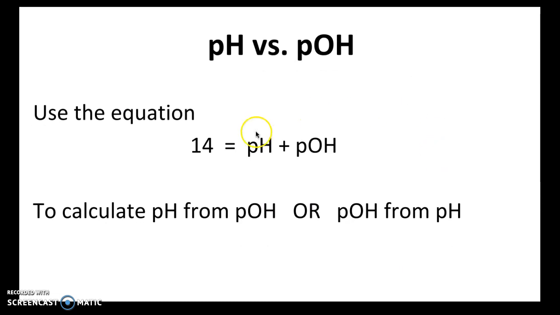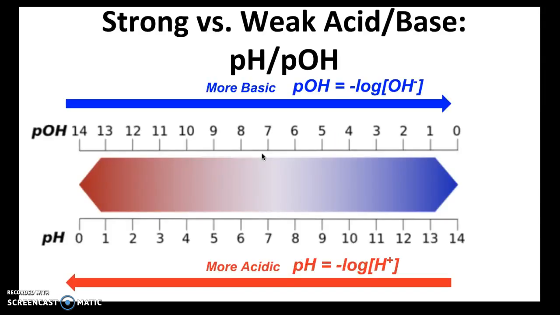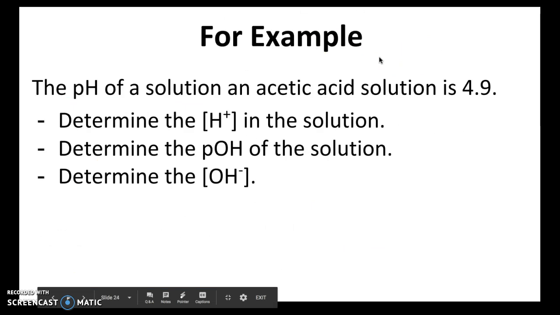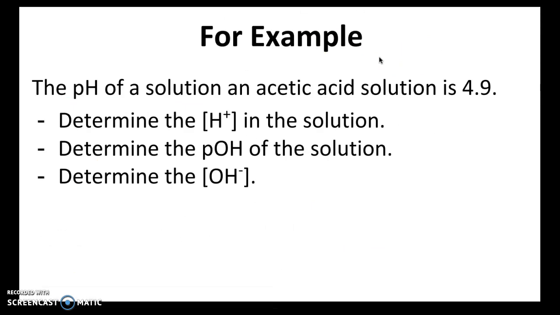And the cool thing about the 14 equals pH plus pOH equation is that you can use that if you have the pH and need to find the pOH, or the pOH to find the pH. So all three equations, this one here, and then these ones as well, are important. And you are going to use all three of those equations to answer this example problem. So first I'm going to have you try it on your own. Just take a moment, pause the video, read through it, see if you can do it. And then when you come back, we'll talk about how it's done.